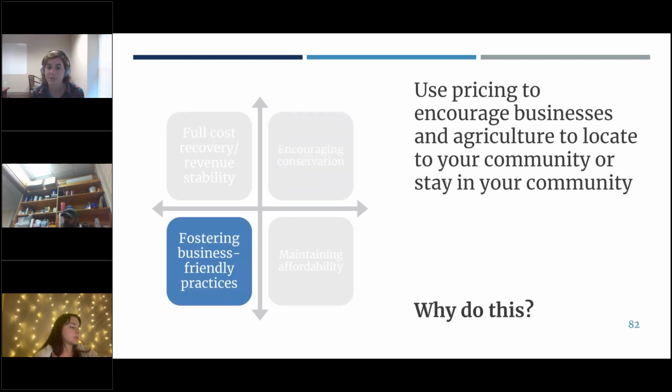The next component is using pricing to encourage businesses and agriculture to locate to your community or stay in your community. So this is that business-friendly practices component. And this one is often pretty obvious to folks whenever we do these trainings, right? Bringing in businesses and economic development not only benefits the system in terms of increased revenues, but it also has ripple effects within the community.